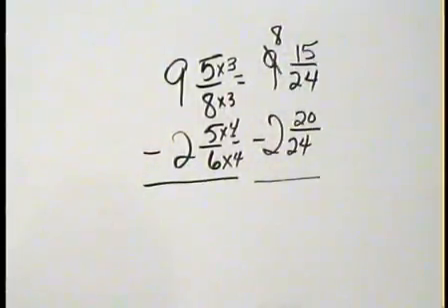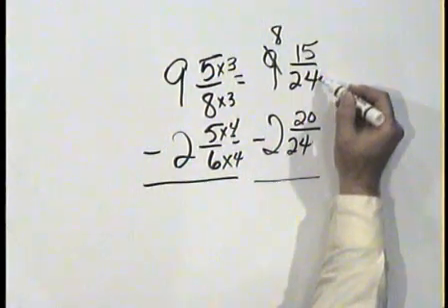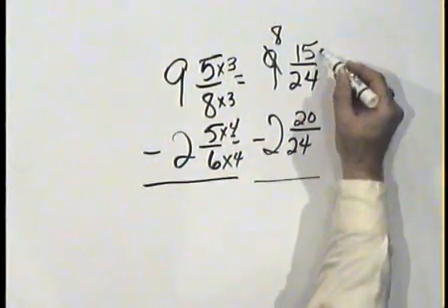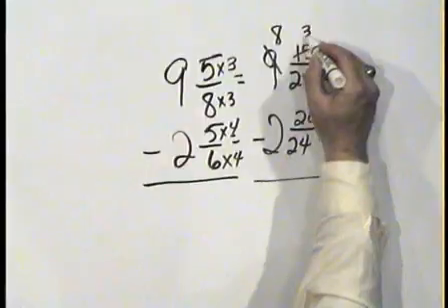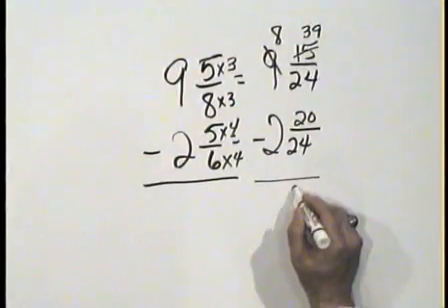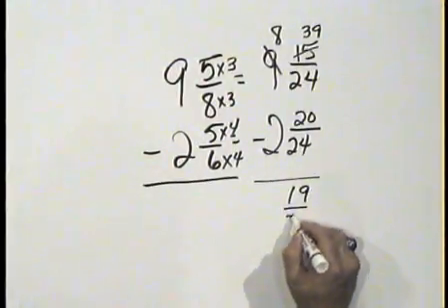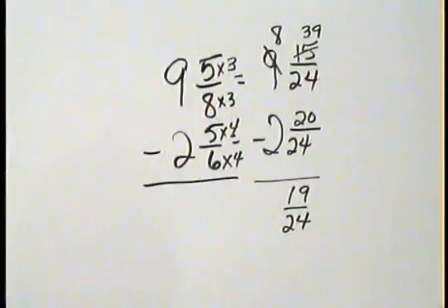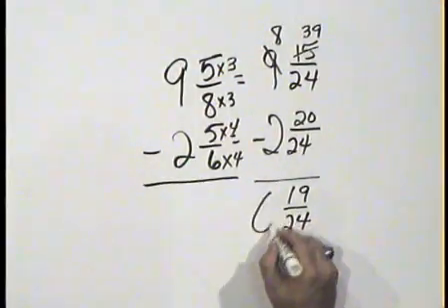And then simply, rather than talking about 24 24ths plus 15 24ths, which would be correct, we simply add the 24 down here to the 15, and we get 39. That is, 8 and 39 24ths is the same as 9 and 15 24ths. And now we can subtract. 39 minus 20 is 19. 19 24ths. 8 minus 2 is 6.